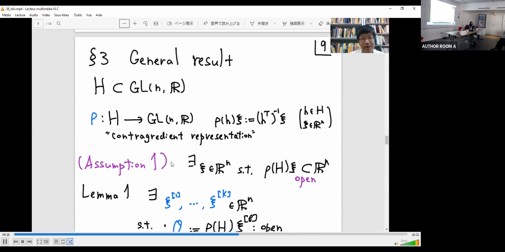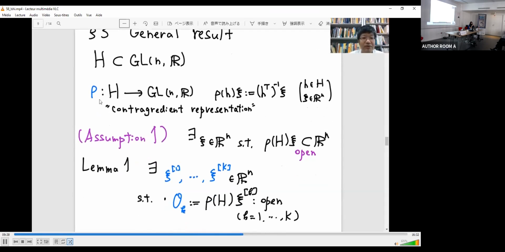So this is our application. But so we go to the general argument. Let H be a closed linear subgroup of G and R. We denote rho a contragredient representation. This means the transpose inverse.